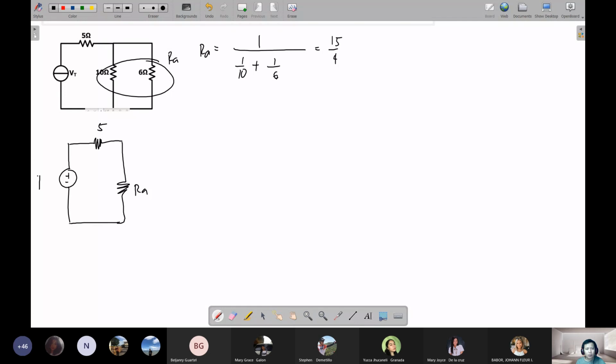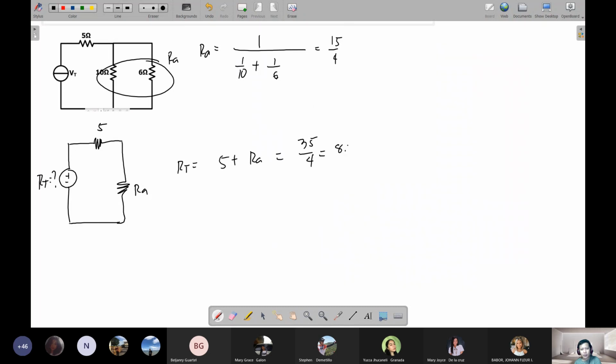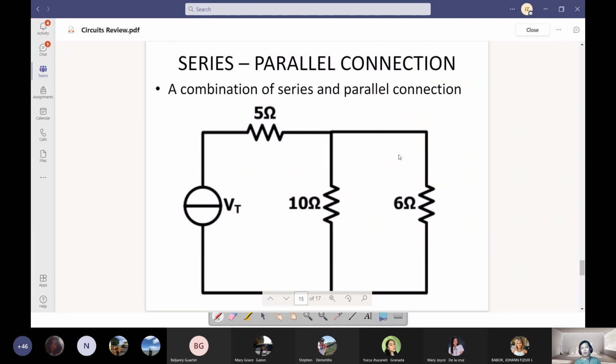Let's say, for example, we solve for the total resistance of this circuit. Our total resistance there is just 5 plus RA, or 15 over 4 plus 5. Answer is 35 over 4, or in decimal, 8.75 ohms. Okay? So that is the technique for the series parallel combination. So that is just it for this circuit.